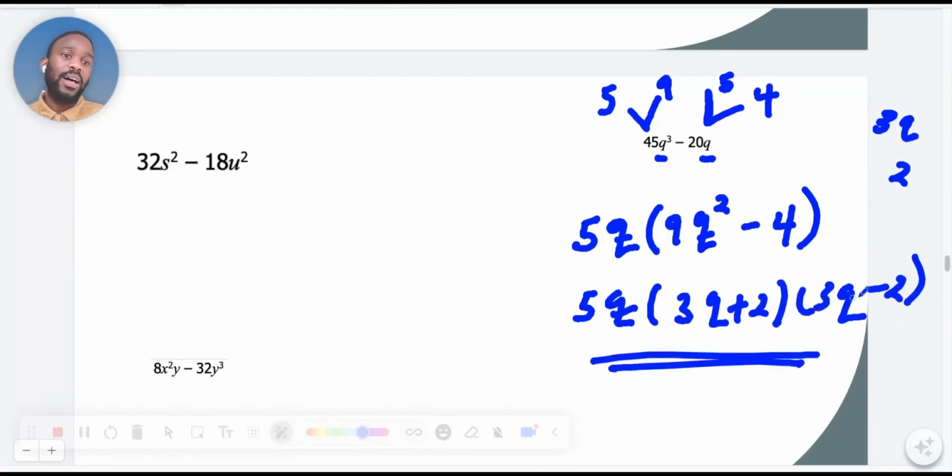All right. So you still have a difference here, but it's not a difference of two squares. So you just leave it. That's the simplest it can get to.